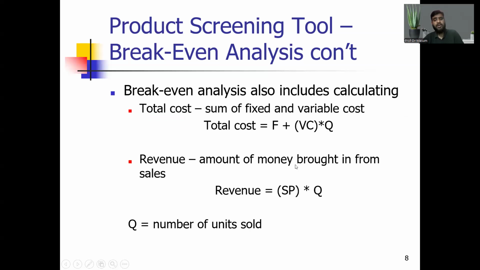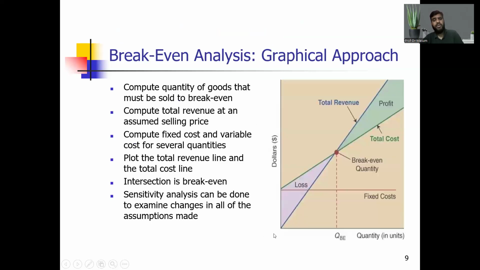And revenue is the amount of money brought in from sales. And what is revenue? Revenue is defined as the sales price multiplied by the quantity, the total amount of revenue. And Q is the number of units sold.